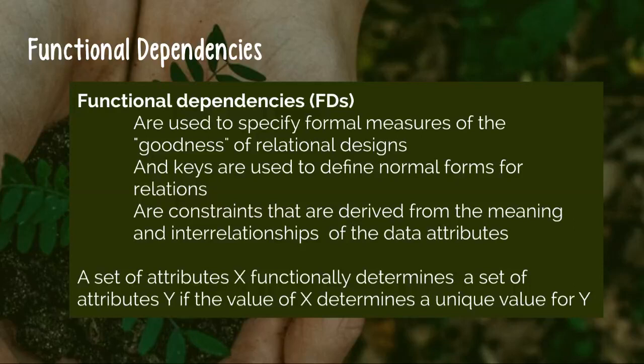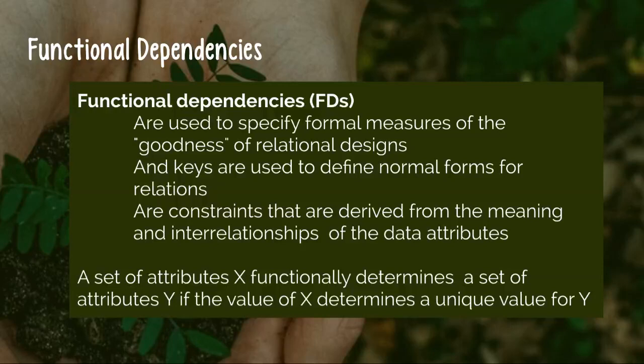The single most important concept of relational schema and design theory is the functional dependency. So in this section, we are going to discuss those functional dependencies. We use these functional dependencies to specify the measurements of the goodness of a relational design. And here we use keys to define normal forms for the relations, and the constraints that are derived from the meaning and the interrelationships of the data attributes.